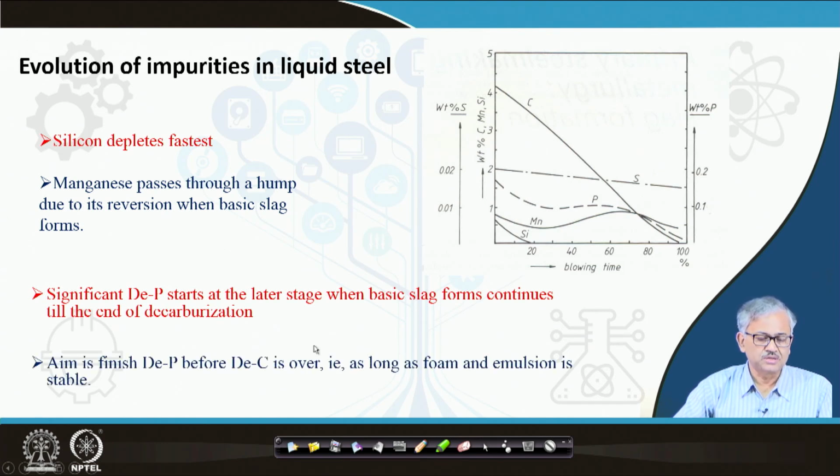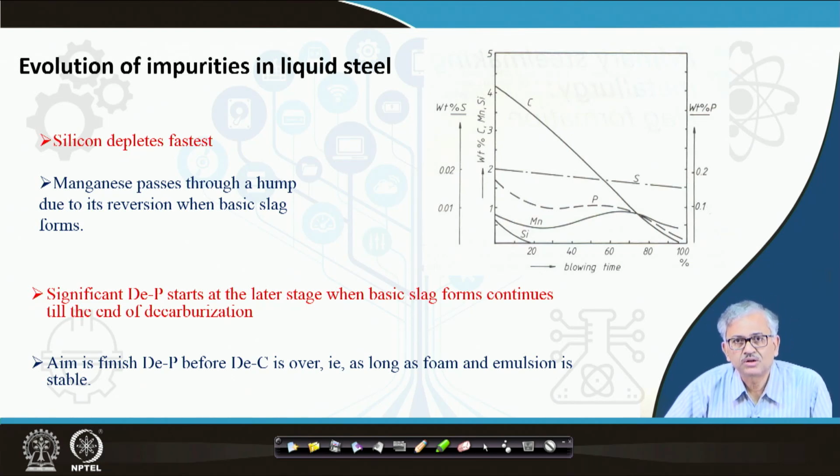the end of decarburization. The aim is that the dephosphorization should end before the decarburization ends, because as the decarburization ends, the emulsion will collapse. As a result, your refining kinetics will be very low. So, the aim is that till the phosphorus is not completely removed from the liquid iron, the carbon should be preserved till the end, such that decarburization continues and the emulsion is stable, such that you can remove the phosphorus most effectively.